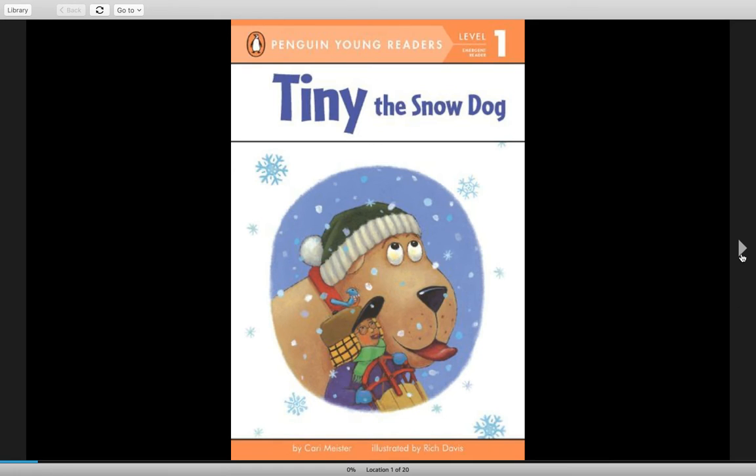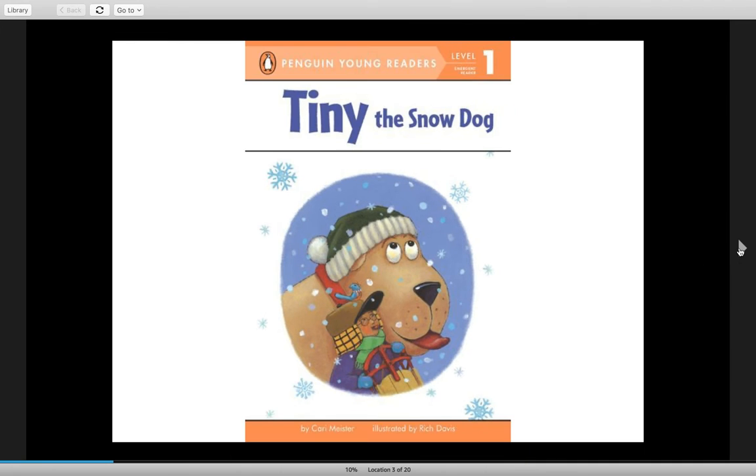So we are going to read Tiny the Snow Dog. And while we're reading today, we're going to look at how we can use the pictures to help us understand the words.